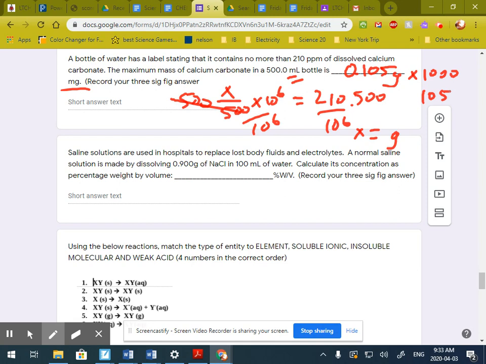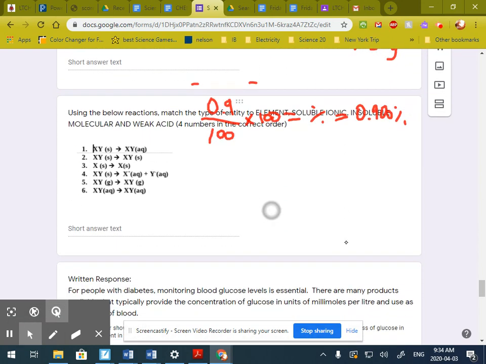Okay, what is the percentage? So a gram and a milliliter are the same scale, so this is a super simple question. 0.9 over 100 times 100 gives us percentage. Solute over solution. 0.9 divided by 100 times 100, which is really like not doing anything at all, gives us 0.900%.